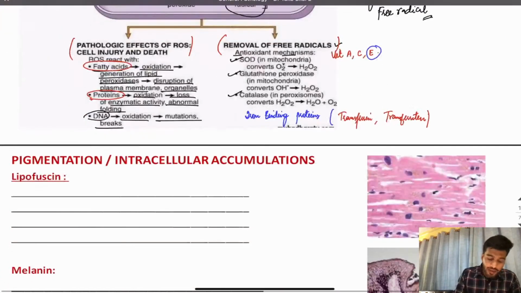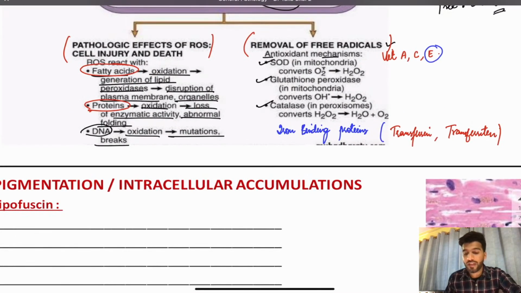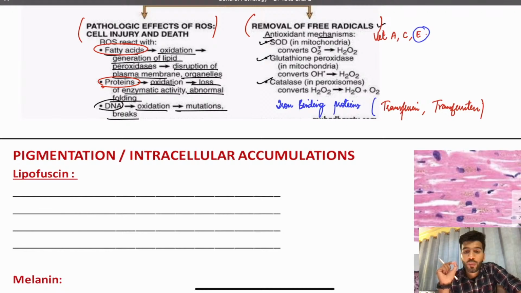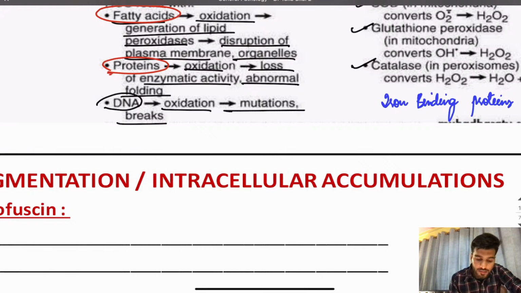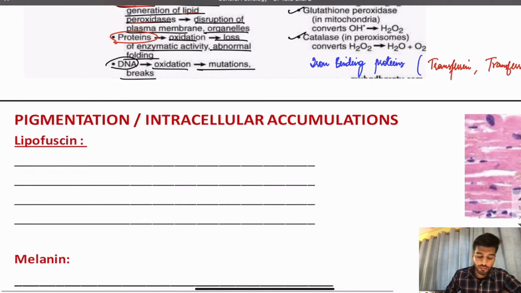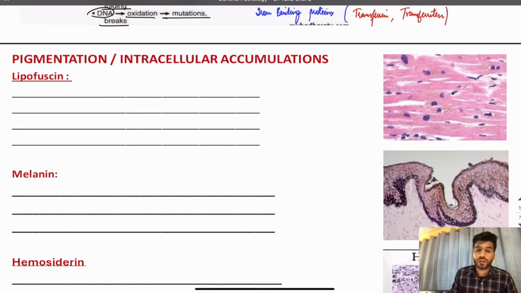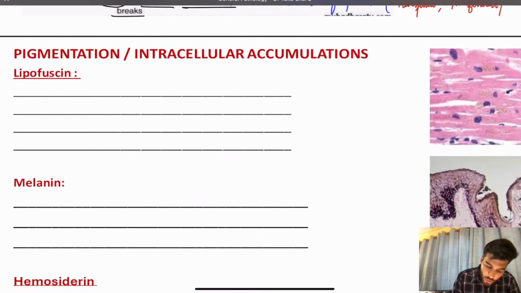Now when these reactive oxygen species react with the fatty acids, there is a generation of lipid peroxidase. And also, guys, there is an accumulation of pigments, or intracellular accumulations. The first intracellular accumulation or the first pigment that we are going to study is lipofuscin. Now what is this lipofuscin, guys? It's a yellow brown pigment which is derived from lipid peroxidation.